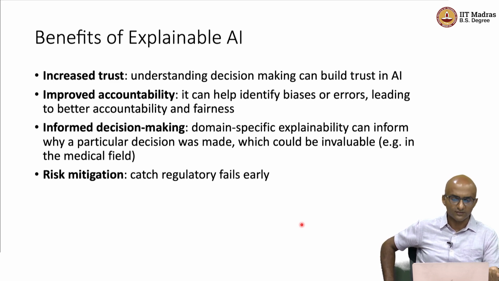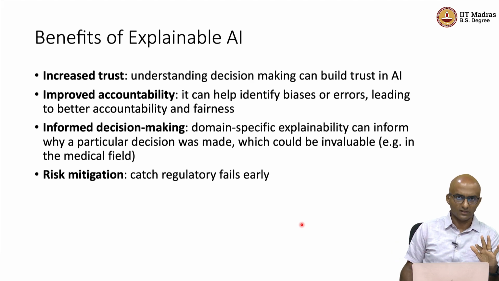The third is informed decision making, which means that you can have domain specific explainability also, providing more color rather than just mathematical explainability. So this could be invaluable in certain domains like the medical field. So the example I took earlier of tuberculosis detection using X-rays, it's one thing for the AI to say this X-ray shows a patient with tuberculosis, or this X-ray shows a patient who doesn't have tuberculosis. So that's a simple yes or no classifier.